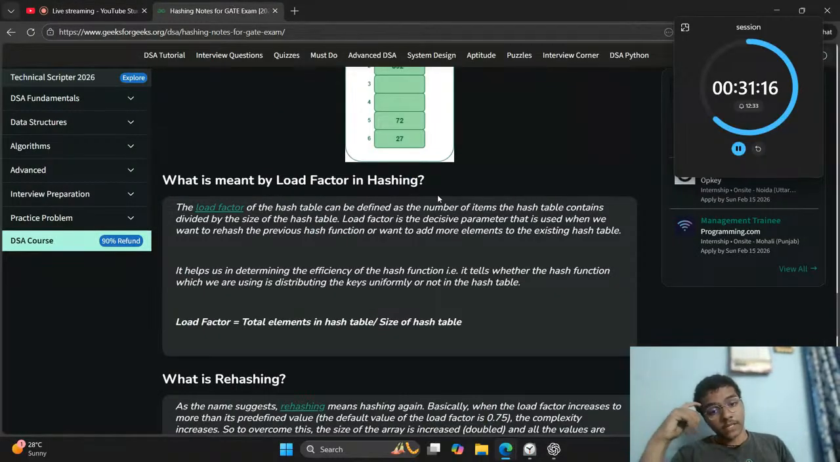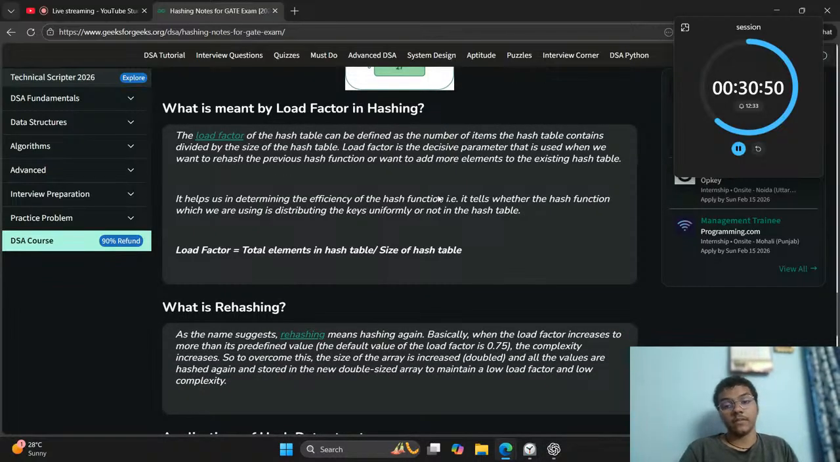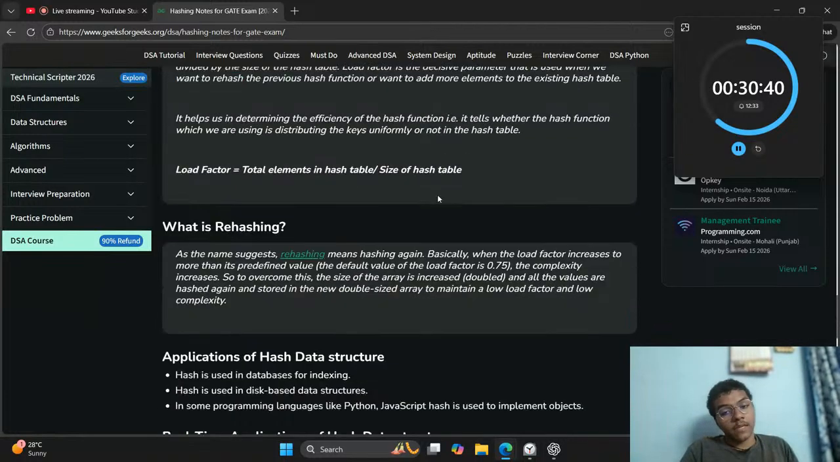The load factor of a hash table can be defined as the number of items the hash table contains divided by the size of the hash table. Load factor is the decisive parameter used when we want to rehash the previous hash function or want to add more elements to the existing hash table. It helps us determine the efficiency of the hash function. That is, it tells whether the hash function we are using is distributing the keys uniformly in the hash table. Total elements in the hash table divided by size of hash table.